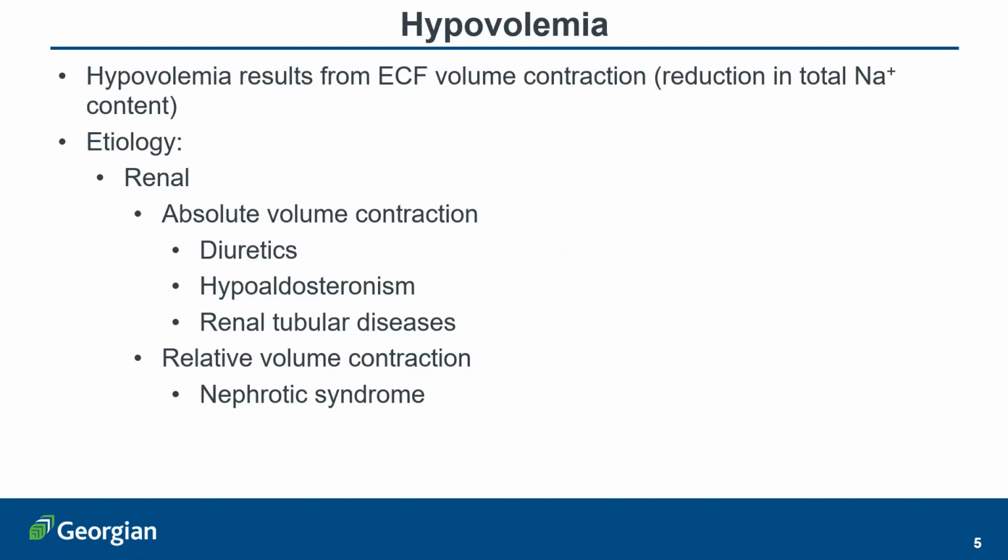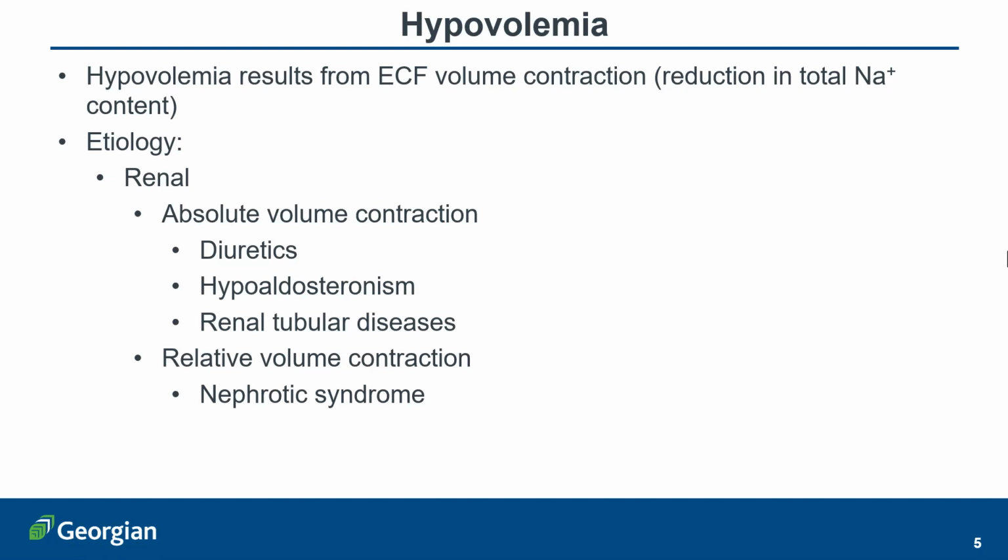So let's look at hypovolemia. So remember that hypovolemia results from ECF volume contraction. And why is that the case? Because there's a reduction in the total amount of sodium in the body. What are the etiologies of hypovolemia? 2 causes, renal causes and non-renal causes. Let's look at the renal causes first.